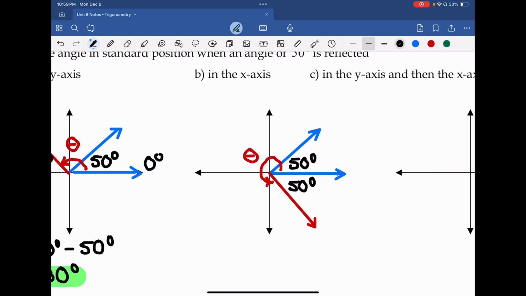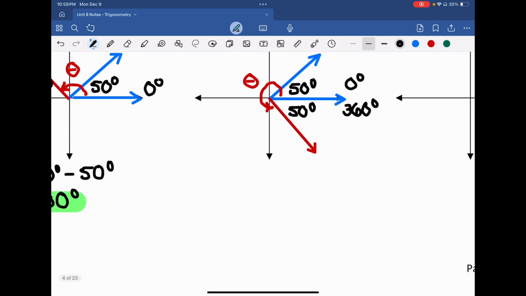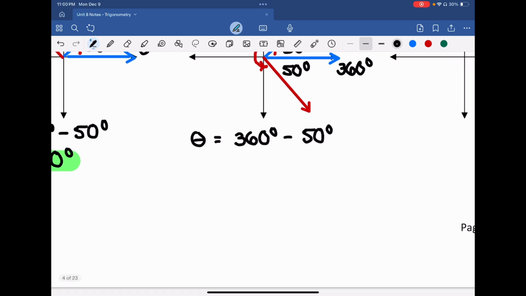In order to solve for that red theta, I need to say, well, if this is 0, this is 360, which is a full circle. In order to solve for that angle in red, theta is equal to a full rotation around the circle minus the 50 degrees, which represents the reference angle. And if I subtract away that 50, which is that little slice, 360 minus 50, this ends up giving us 310 degrees, which is the solution here.